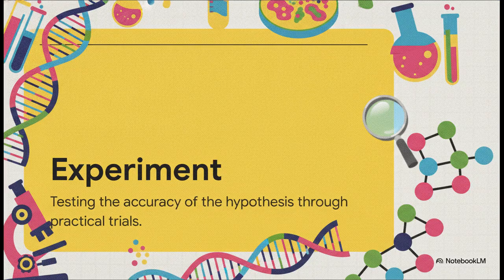Stage 4 is the real action phase, the experiment. This is all about testing the accuracy and validity of the hypothesis through practical trials. You rigorously put your deductions to the test in a controlled environment. So you might move half the wilting plants to the shade and leave the other half out in the hot sun to see if your educated guess actually holds up against reality. This right here is where the real heavy lifting of science takes place.